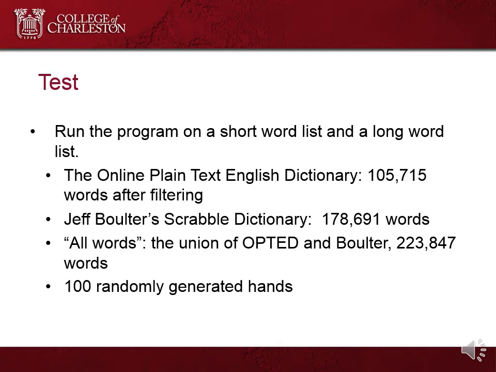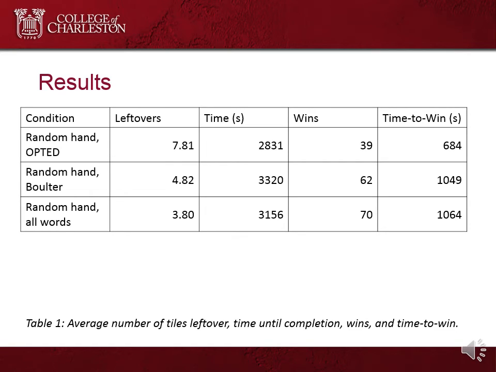I was surprised by how long that list was, because it indicated that many words weren't shared between the OPTED and Bolter's list. I tested these word lists on 100 randomly generated hands. The program generated the hands by randomly drawing 21 tiles at the start of each game, so the different word lists weren't tested on the same hands.